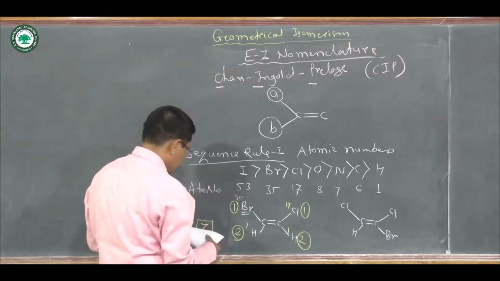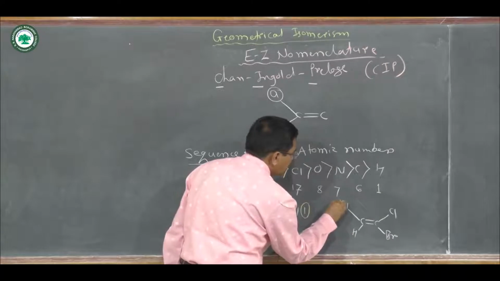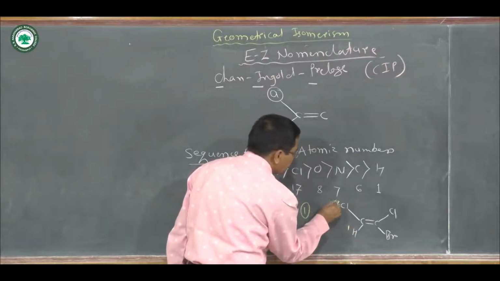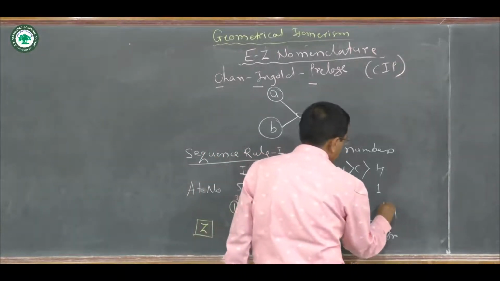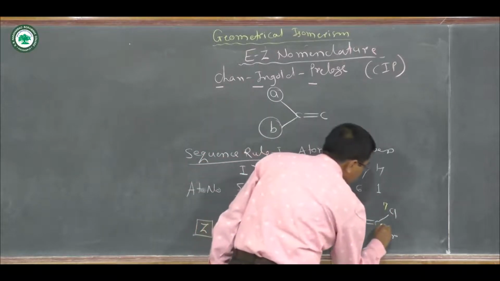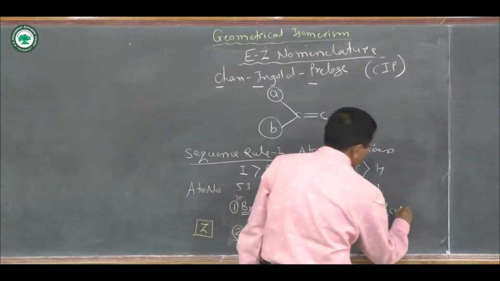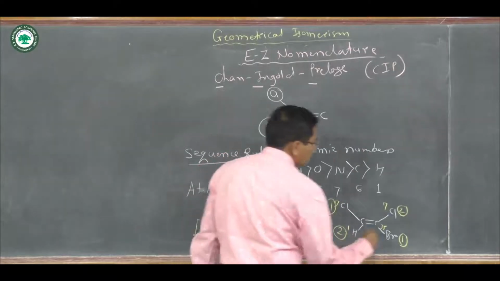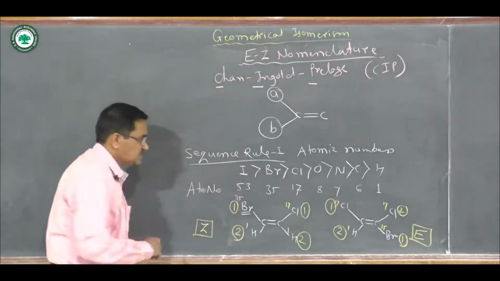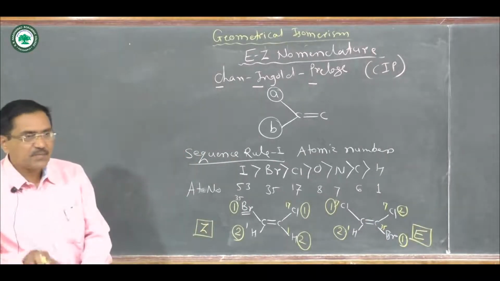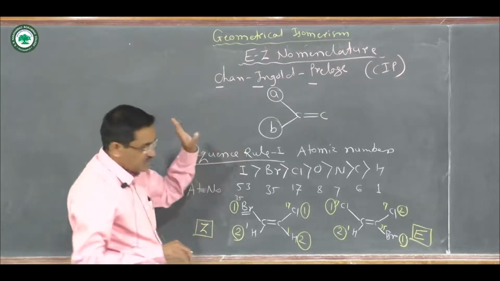This is Z. In this case, the atomic number of chlorine is 17 and of hydrogen is 1, so chlorine has the first priority and hydrogen has the second priority. Here the atomic number of chlorine is 17 and the atomic number of bromine is 35, so bromine has the first priority and chlorine has the second priority. So this is E nomenclature and here Z nomenclature. It means that for deciding the priority, we consider the atomic number of that particular element.